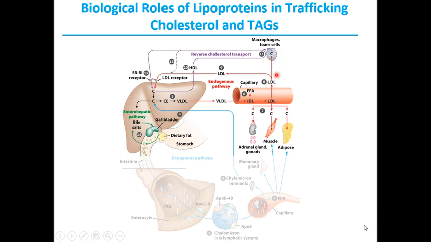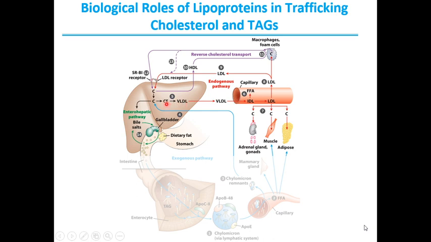LDL that is not taken up by peripheral tissues and cells returns to the liver. So the transport goes through here, the red line here, returns to the liver and is taken up by LDL receptors in the hepatocyte plasma membrane. Cholesterol that enters hepatocytes by this path may be incorporated into the membranes or converted to bile acids or reesterified into cholesterol esters for storage within cytosolic lipid droplets. This whole pathway from VLDL to IDL to LDL and back to the liver is called the endogenous pathway.